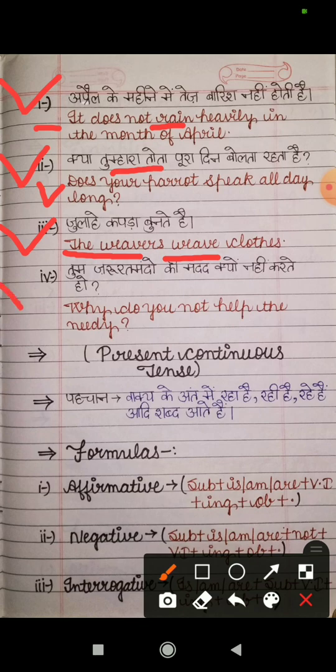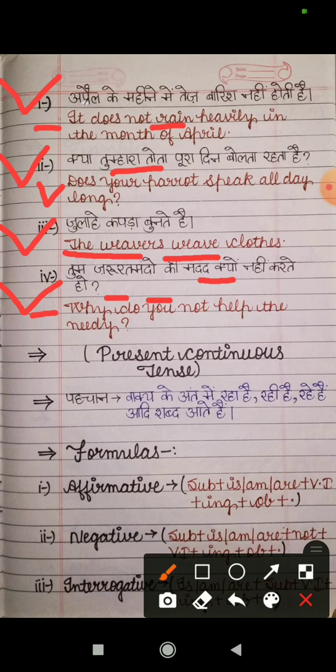Fourth sentence is तुम ज़रूरतमंदों की मदद क्यों नहीं करते हो. It is an interrogative plus negative and a question word is also given. क्यों is given in the middle of the sentence. So सबसे पहले we have used the English of क्यों, that is why. According to you we have used the helping verb, that is do. Why do you not help the needy? तुम ज़रूरतमंदों की मदद क्यों नहीं करते हो. These were the examples related to present indefinite tense.